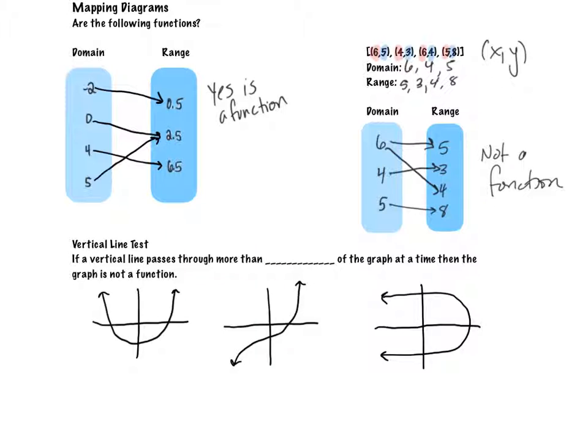All right. The easiest thing I think to check is if you have a graph, and doing the vertical line test, right? So the vertical line test says if a vertical line passes through more than one point of the graph at a time, then it's not a function.